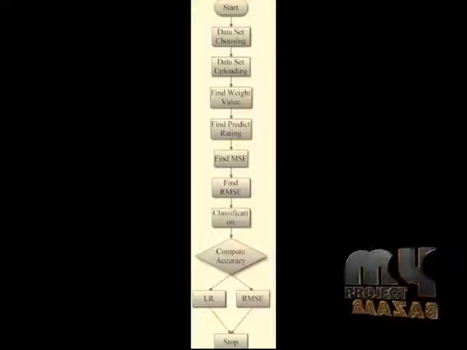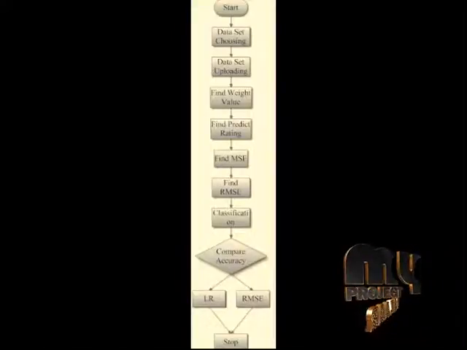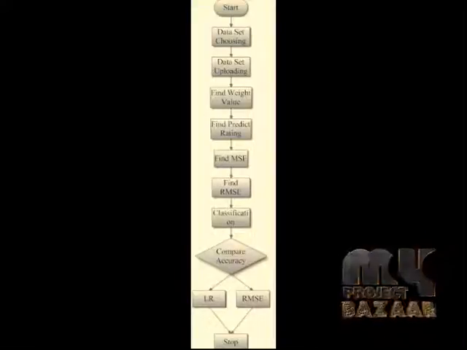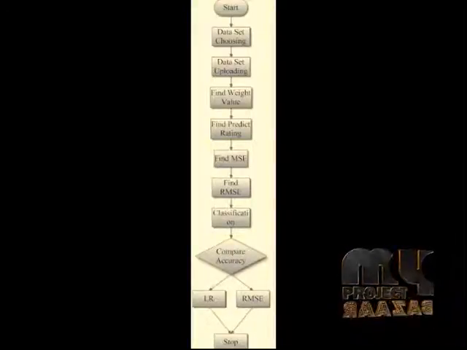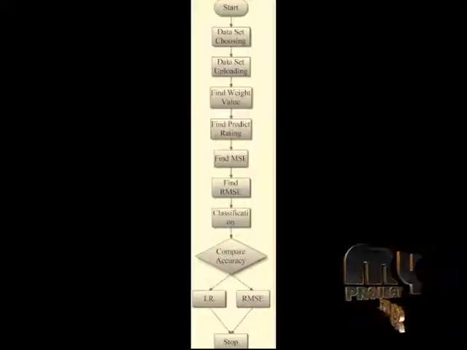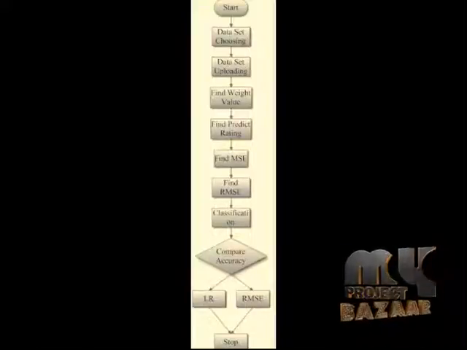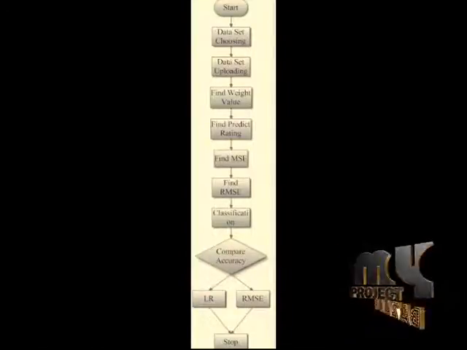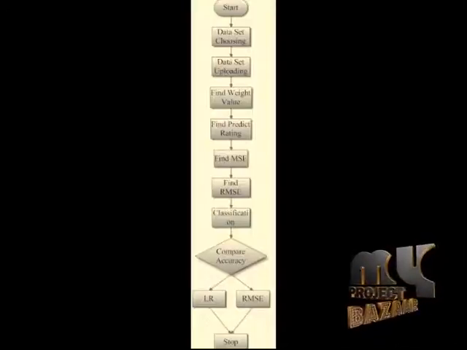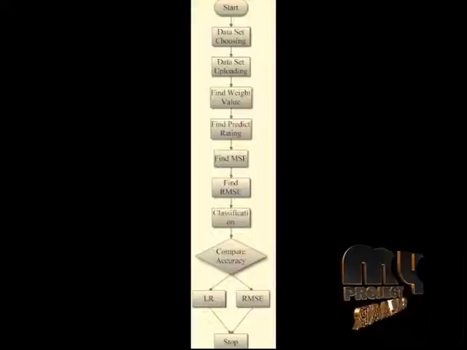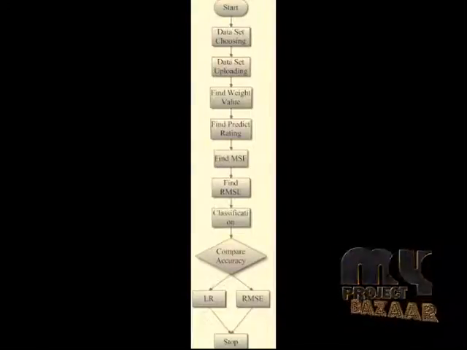Now we discuss the flow diagram for this project. First we choose the dataset. That dataset is now uploading. The uploading process finished, and then we are going to find the weight values. The weight values means repeated attribute values. The repeated attribute values are next used to find the predictor rating. The predictor rating gives some numerical values. Those numerical values are used to compute the MSE. MSE means mean square error. That mean square error gives some values.